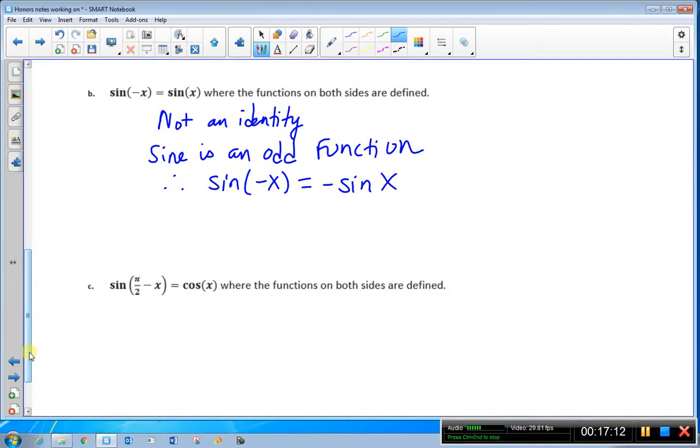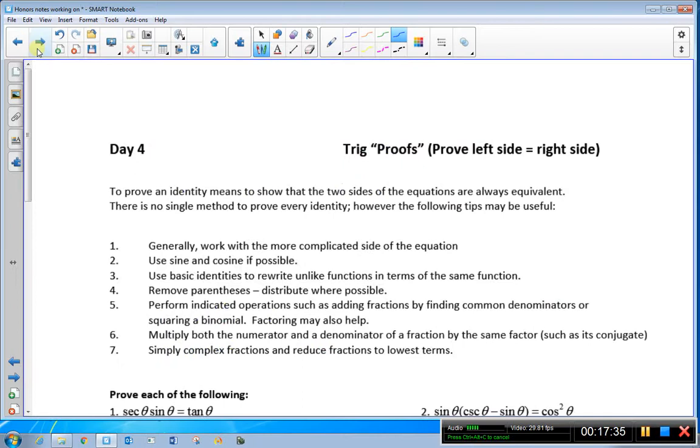And then the last one, this is the cofunctions rule, so this is an identity. And it would be an identity for all real numbers. There's not going to be any undefineds at all in there. Okay. And I believe that's it.